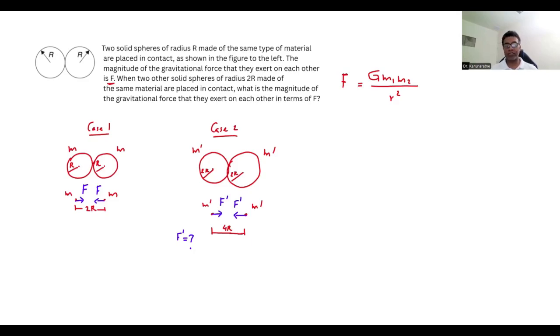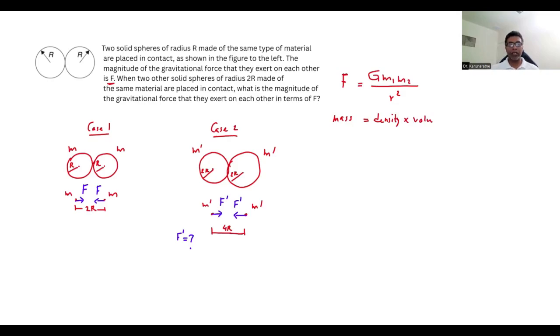Then another equation that I'm going to use is the density equation, because you can see all these spheres are made out of the same material, so they have the same density. And in one case, I need the mass. There's an equation that connects mass and density, and I'm going to use that. That's the simple equation: mass is equal to density times volume.